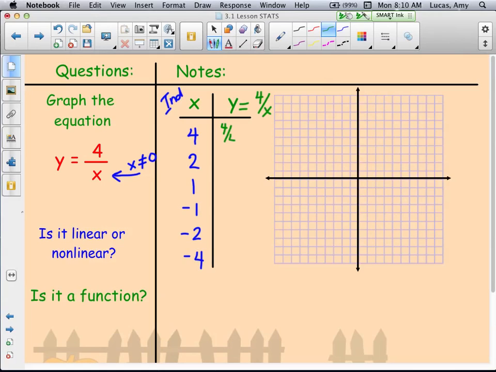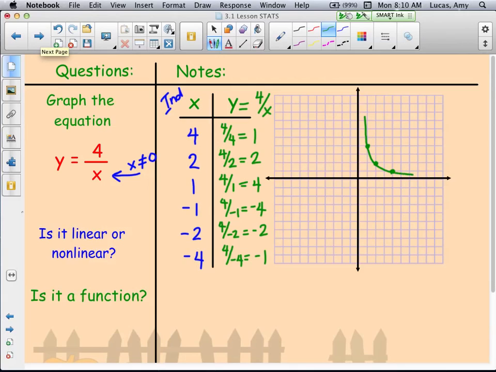If I plug in 4 for x, I get 1. If I plug in 2, I get 2. If I plug in 1, I get 4. -1 is -4. -2 is -2. And -4 is -1. Okay. So 4, 1. X is 4, y is 1. 2, 2. And then 1, 4. Take a look at those points. Those points give us a curve like this.